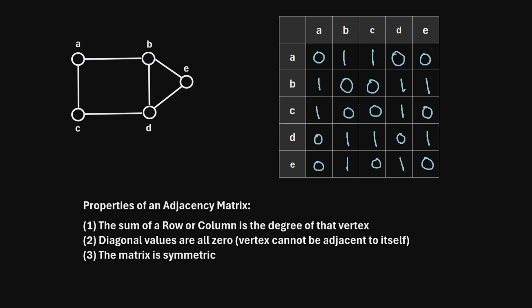The second interesting property about an adjacency matrix is that the diagonal values are all 0. And we mentioned that earlier because each vertex cannot be adjacent to itself. So we'll notice that the diagonal values in this matrix are all 0 because A cannot be adjacent with A, B cannot be adjacent with B, and so on. And then the last interesting property about an adjacency matrix is that it is a symmetric matrix. So if we look at each of the values in the matrix, we'll see that it is symmetric about the main diagonal. So that was just a quick example of how to create an adjacency matrix for a graph.